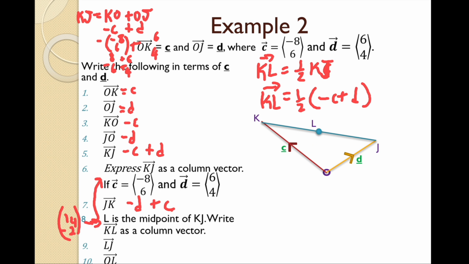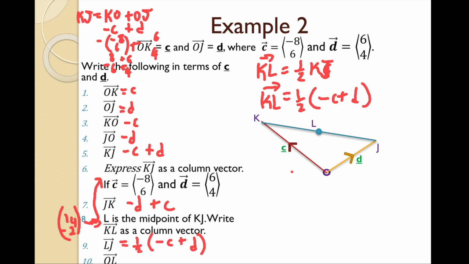Now, L to J is the same thing as K to L. So LJ would basically be equal to this here. All right. So LJ is also equal to half of minus C plus D.